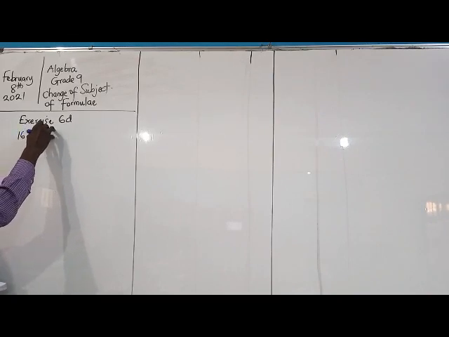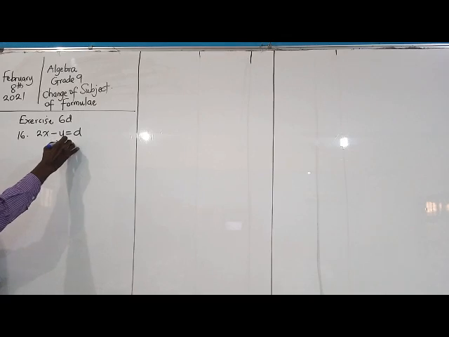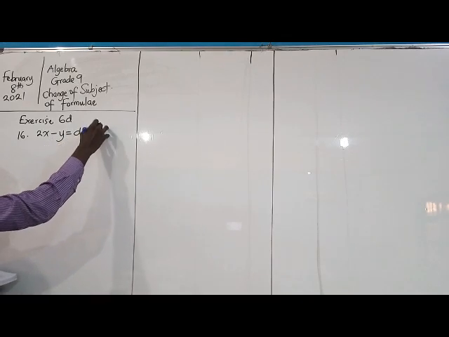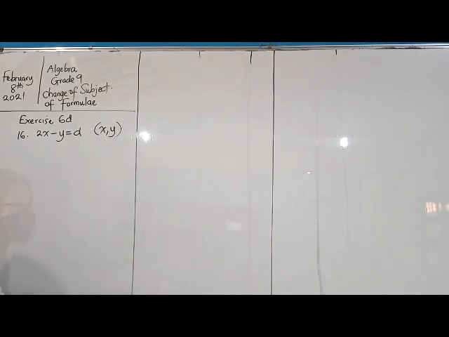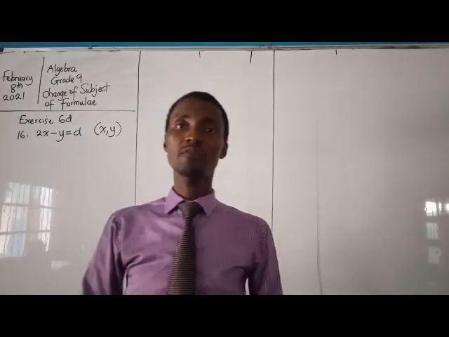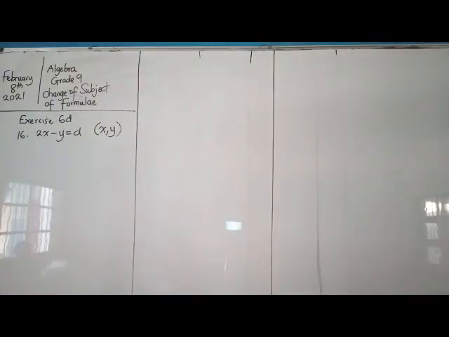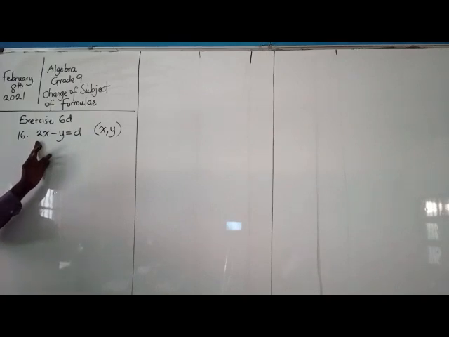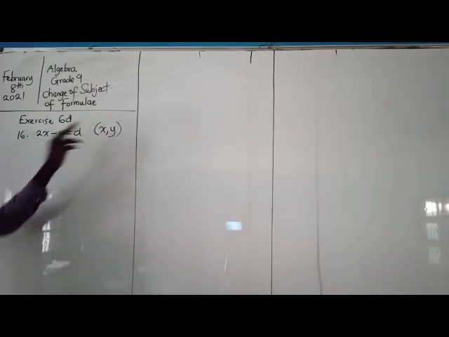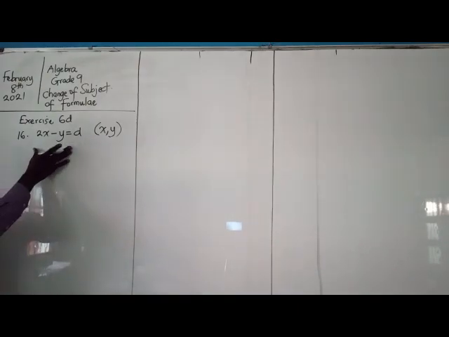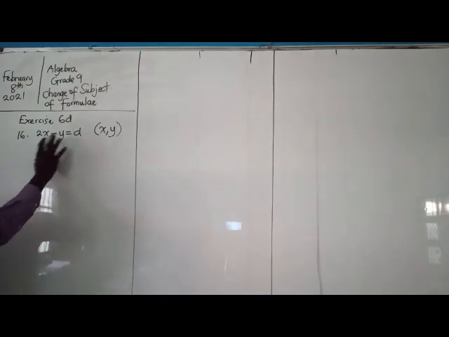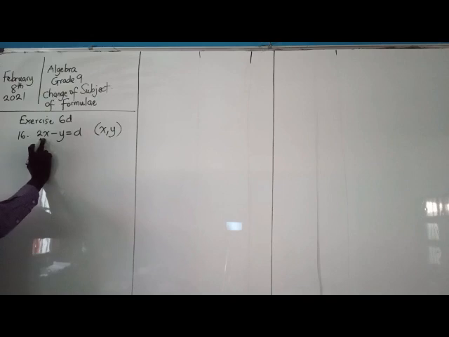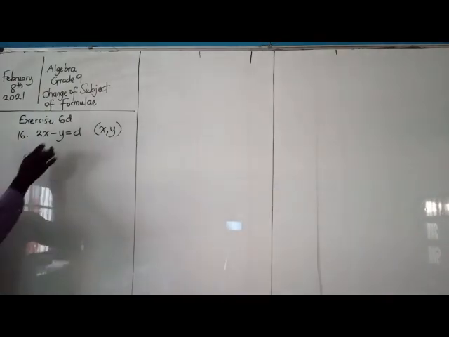That will be 2x minus y equal to d, and then we are required to make x and y the subject of the formula. Okay, so we'll try to solve that question now. 2x minus y equal to d, and we are told to make x the subject, and after that make y the subject. So the first thing we need to do here is to look at what we don't need. If we're going to make x the subject of the formula, we do not need y. So what do we do?